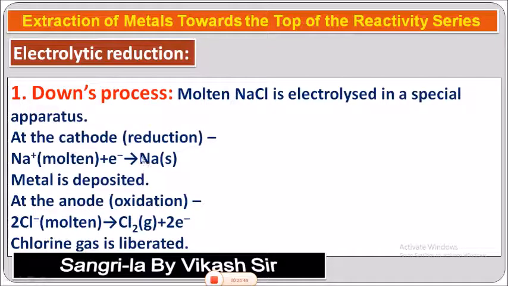Okay, so this process is happening at the cathode, and at the anode oxidation is happening. Here at the anode chlorine gas is formed. Okay, chlorine gas is liberated. So this process is known as Downs process.